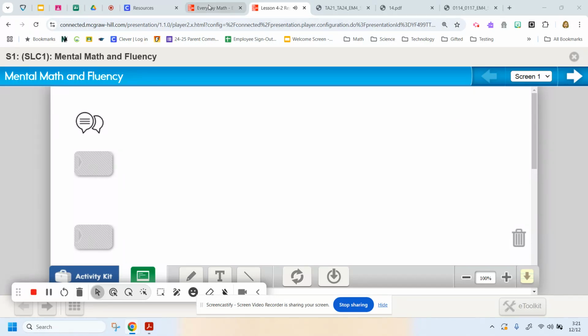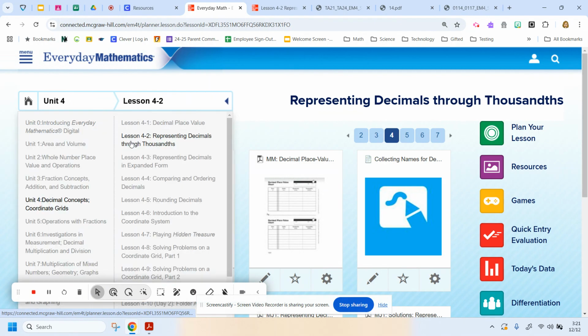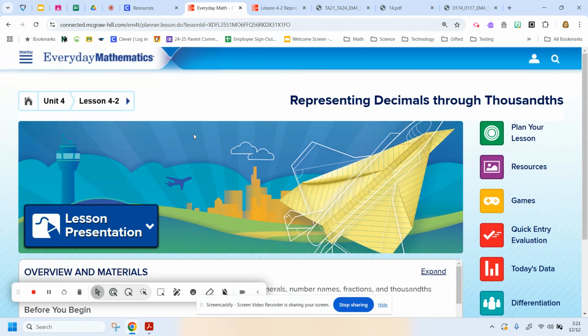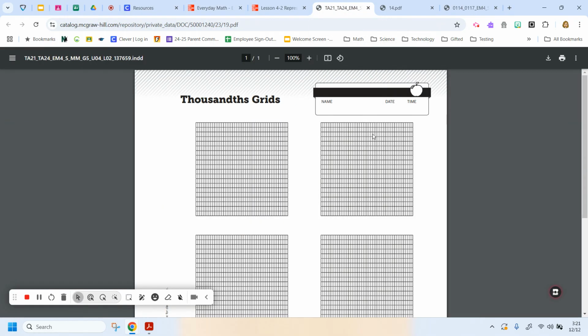All right, we are going to go over lesson 4-2, which is called Representing Decimals Through Thousandths. So what I need you to do right now is make sure that you have your math journal nearby and your thousandths grid. You should have a thousandths grid handout also, because we will be doing some guided practice through today's lesson.